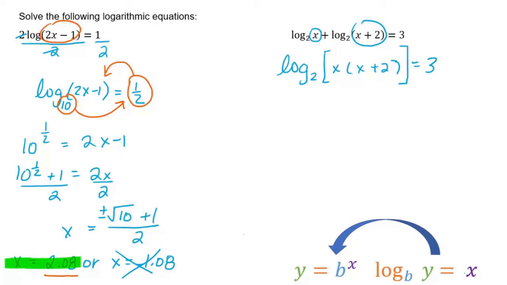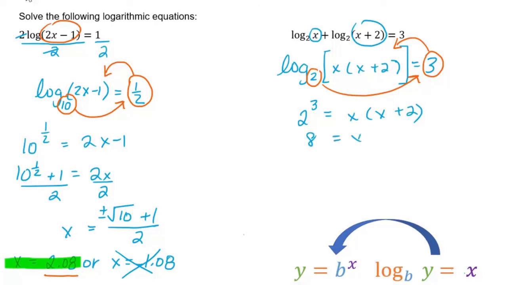In any case, I'm going to rewrite this logarithmic expression in exponential form. So I'll take the base 2, raise it to the power of 3, and we'll find that that's equal to everything in the square brackets. In other words, 2 to the power of 3 is equal to x times x plus 2. We know how to solve equations, so let's get started. This gives us 8 is equal to x squared plus 2x.